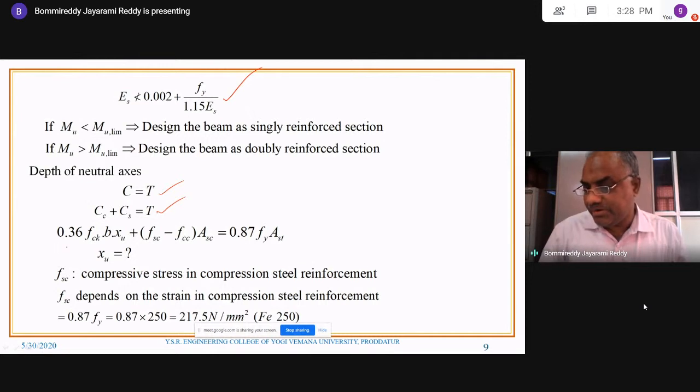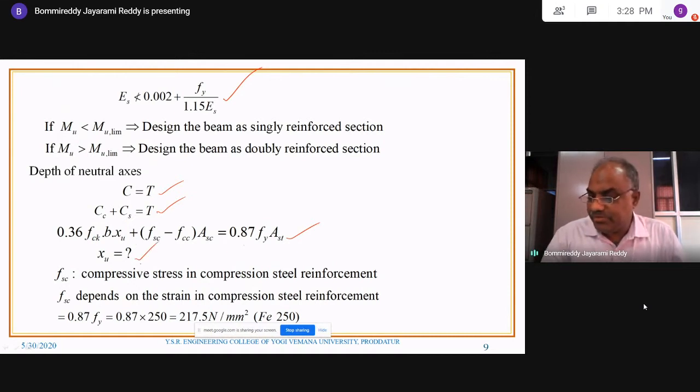Now what is CC? The same as previous, 0.36 fck b xu, plus CS. CS means (fsc minus fcc) into Asc. fsc means compressive stress in compression steel reinforcement, minus fcc means compressive stress in concrete, because this concrete is replaced and providing compressive area. So that's why (fsc minus fcc) into Asc, which is equal to T. What is T? 0.87 fy Ast. So by using this equation, you will get the depth of neutral axis.